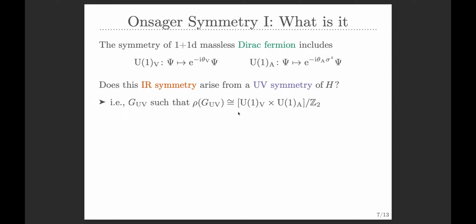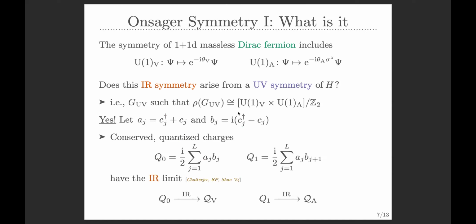So the symmetries of this 1 plus 1D massless Dirac fermion QFT include these vector and axial symmetries. The vector symmetry rotates the left and right moving chiral fermions by the same phase, while the axial rotates them by opposite phases. There's a natural question: does this IR symmetry arise from some UV symmetry of the Hamiltonian? Is there some UV symmetry that, when you go to the IR, becomes these U1 axial and U1 vector symmetries? And the answer to that is yes.